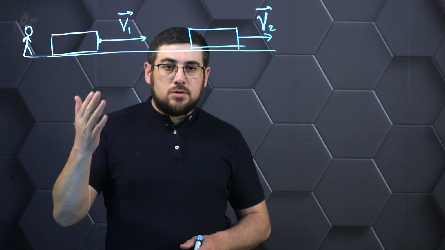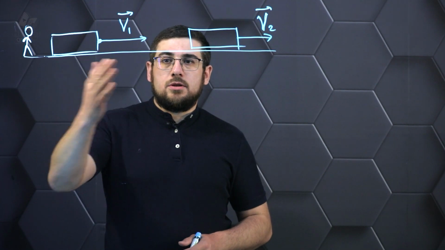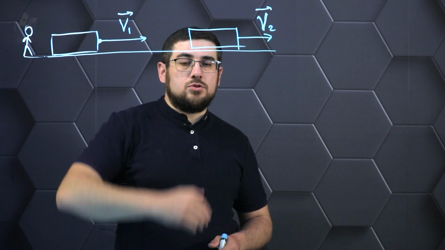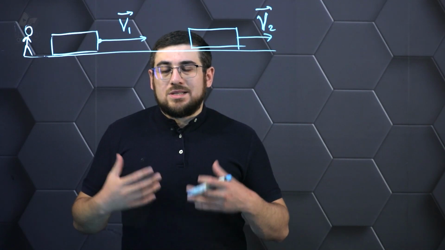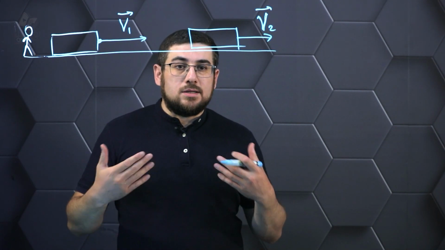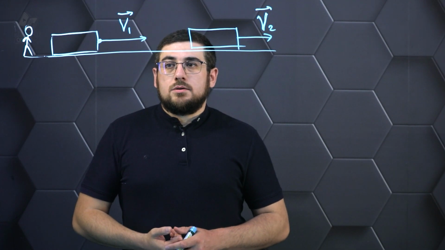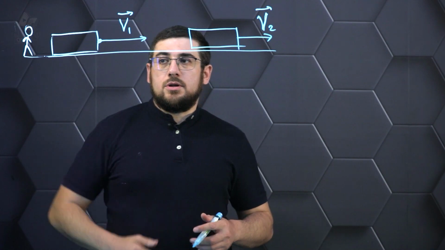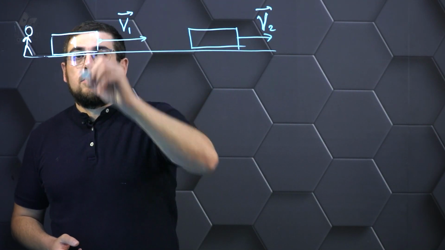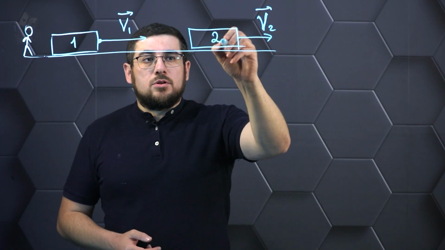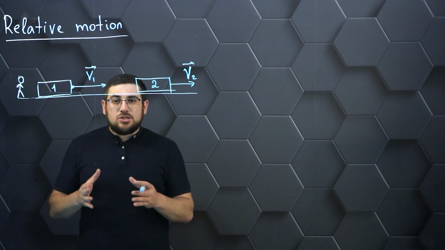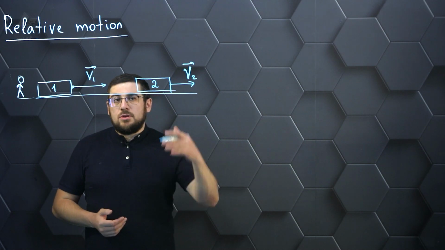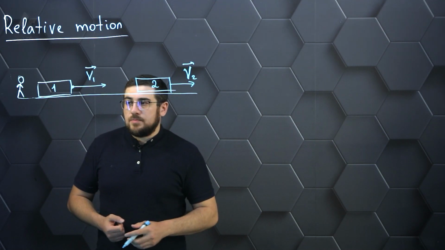Let us consider an example of such motion based on the motion of this car relative to the ground. Now we can see that there is a car that is moving at speed v1 and another at speed v2, from the side of the observer who is directly on the ground. Our task is to look at the motion of the car labeled number 1 relative to car number 2, applying the law of addition of velocities to the motion of these bodies.